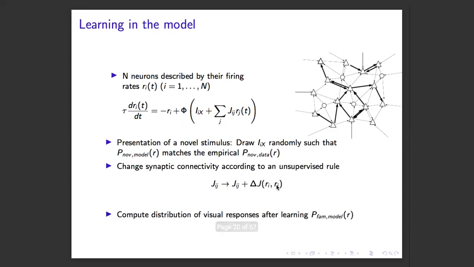And now, first, after we change the connectivity, we can compute the distribution of visual responses after learning. We can present again the same external stimulus, and compute the rates, the responses of neurons to that stimulus, which is now familiar. And so we get a new distribution of firing rates for familiar stimuli. And now our goal is to find the plasticity rule or rules such that the distribution in the model will match the one in the data.